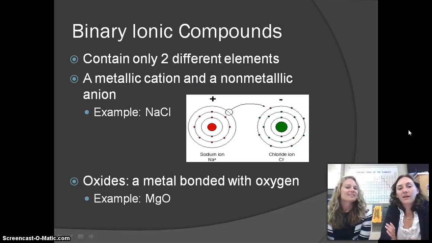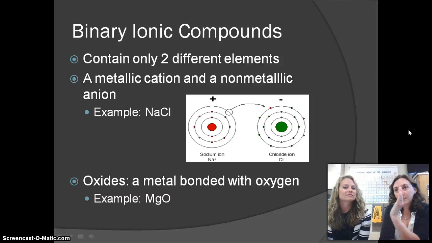Okay, binary ionic compounds. This is when you have 2 different elements. So it's just a single element that makes the cation, a single element that makes the anion. Normally, or always, it's a metallic cation and a non-metallic anion. For example, sodium chloride. Oxides: if you've got something bonded with oxygen, and oxygen is the anion, it's going to end with oxide. For example, magnesium oxide.